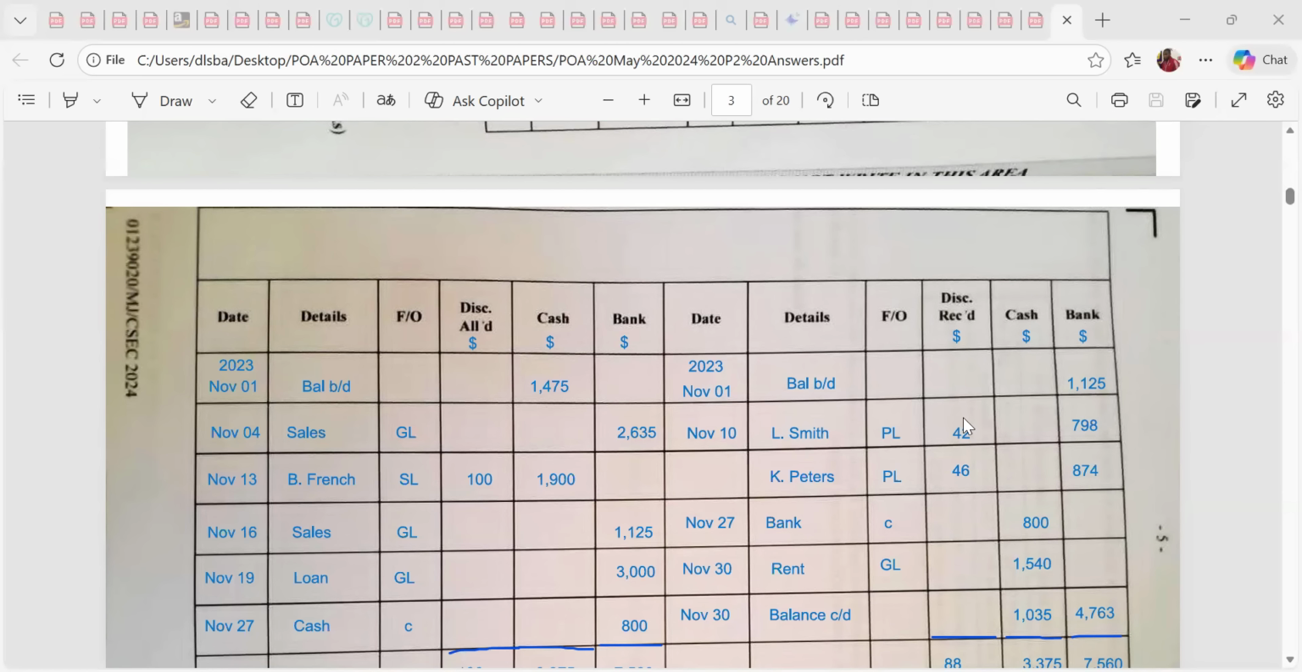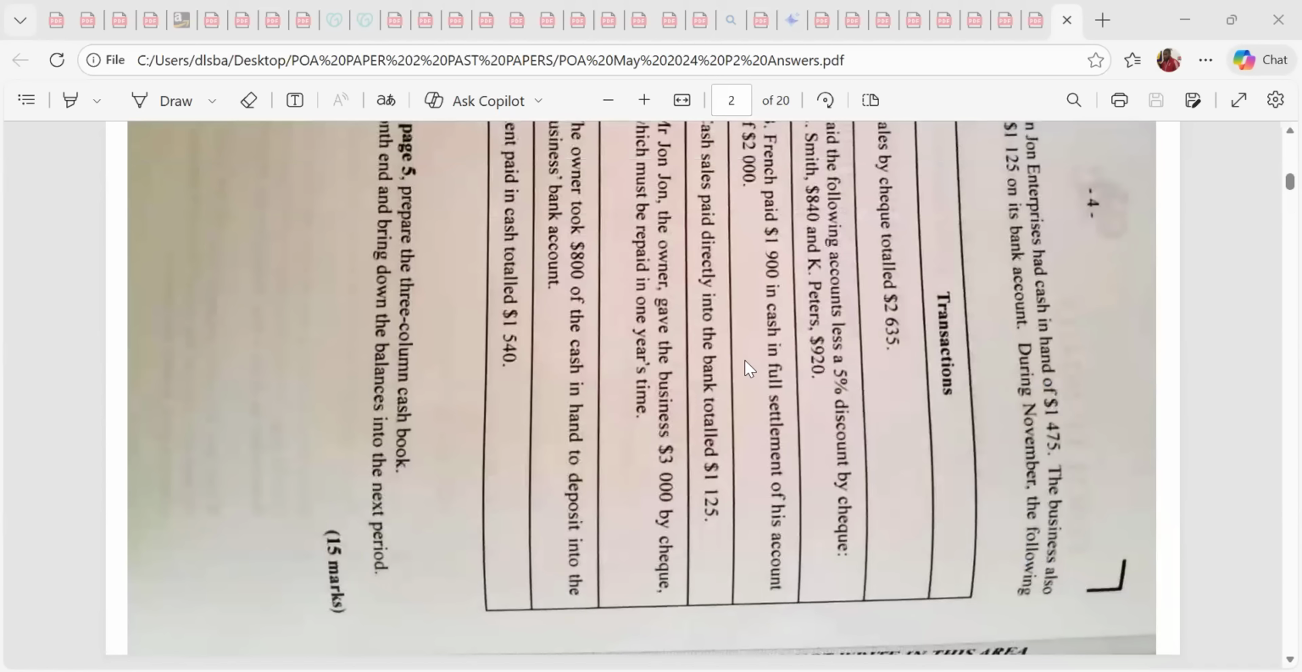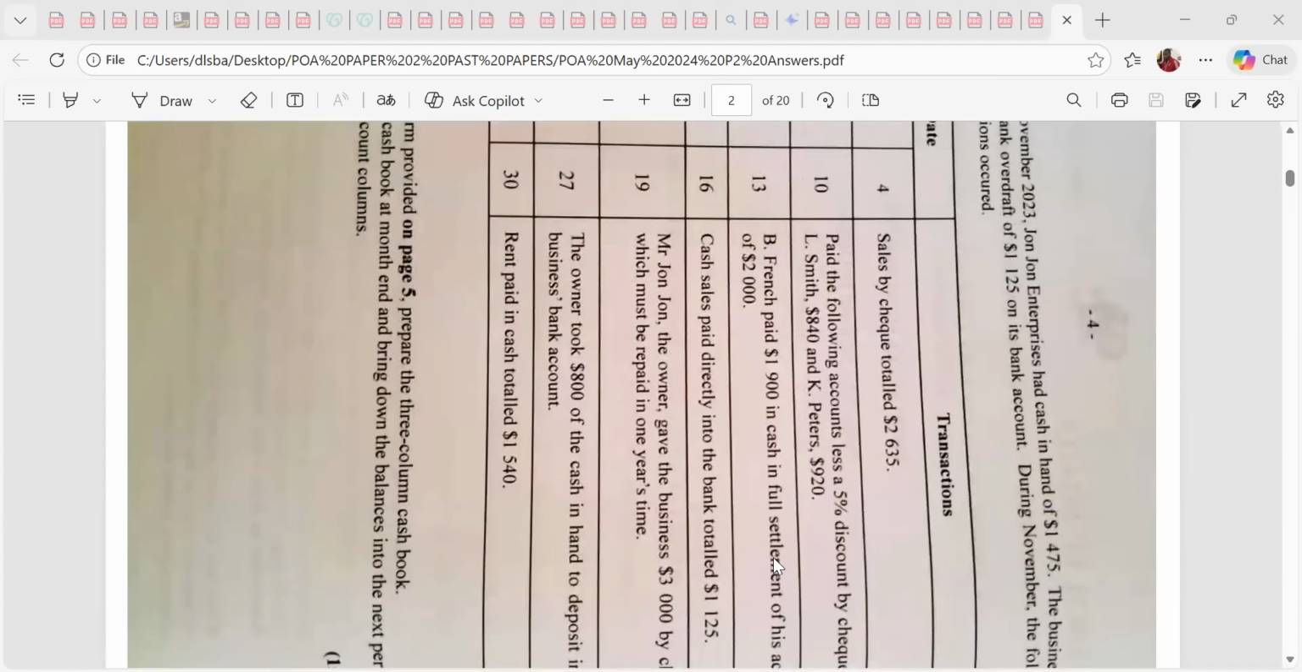The next one, B. French paid $1,900 in cash, so they told us how much he paid in full settlement of his account of $2,000. B. French is paying money to us. Are we getting money or spending money? Getting money. So it goes on the debit side. But here's the catch. He paid $1,900 and it's in full settlement of his account of $2,000. How can 1,900 cover 2,000? What had to happen? He got a $100 discount. So we have to record that $100 discount, right?